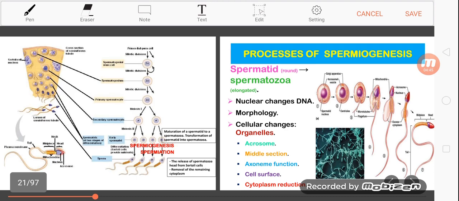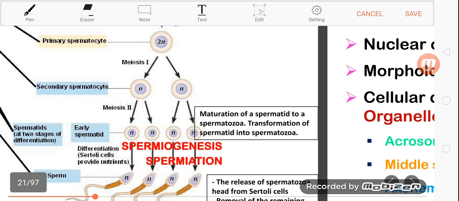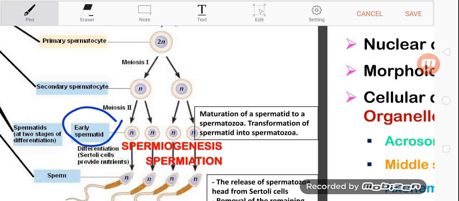Just now we stopped at the early spermatid. Now these 4 early spermatids, which contain chromatids, will undergo a differentiation process, which is spermiogenesis. Definition of spermiogenesis: maturation of a spermatid into a spermatozoa, or transformation of spermatid into spermatozoa. By the end of spermiogenesis, the sperm will undergo another maturation process, which is spermiation. We will look into that later.